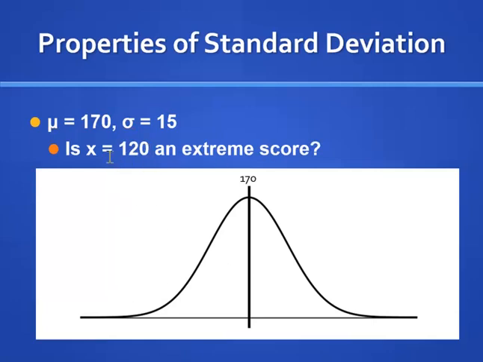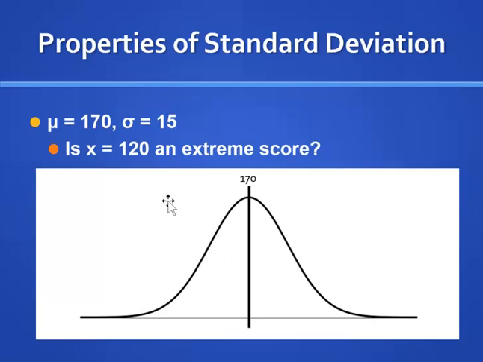Let's look at this raw score of the distribution. So mean of 170, standard deviation of 15, same thing as before. And we're asking, is 120 an extreme score? So we can start with 170, and we're going to subtract 15 from that. And that's going to give us a value of, wait, what is it? 155. So roughly, the raw score of 155 is one standard deviation below the mean.